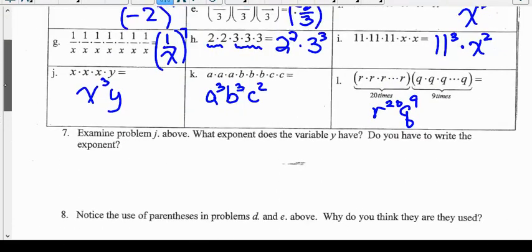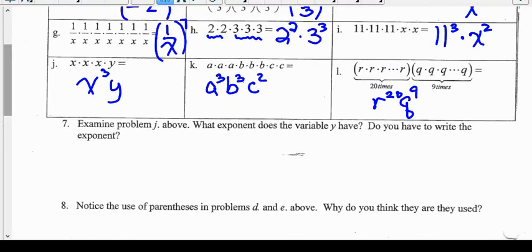All right, I've got to be able to see these right now. If we look at this problem, what exponent does the variable y have? How many times was it multiplied by itself? Once. But you notice I didn't write it up there.